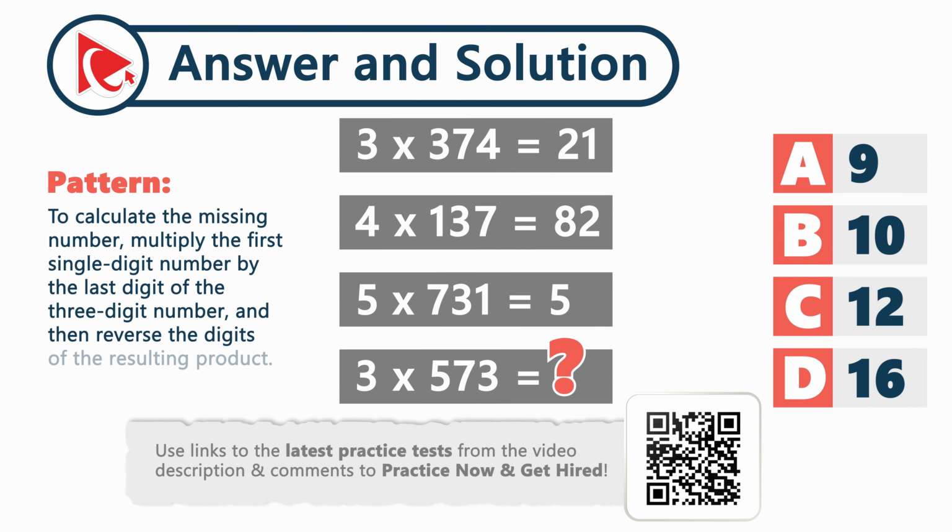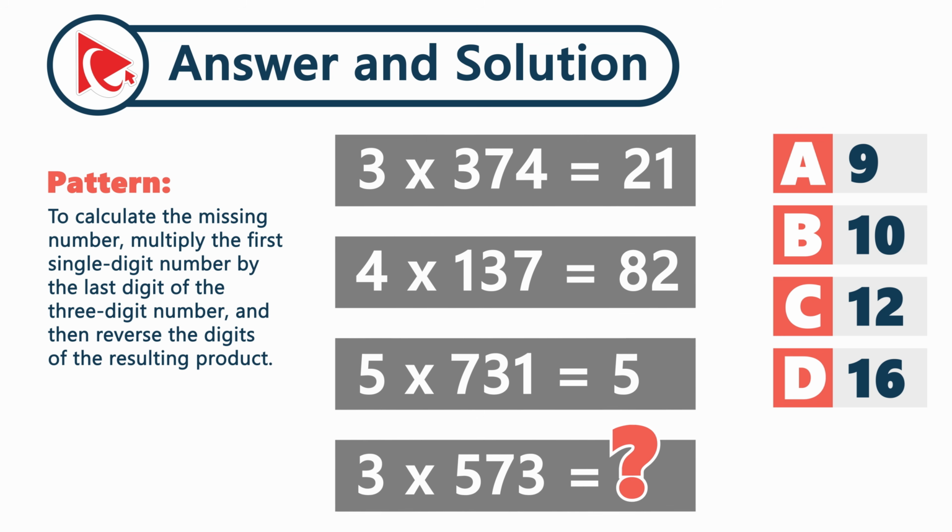To calculate the missing number, you need to multiply the first single-digit number by the last digit of the 3-digit number, and then reverse the digits of the resulting product. Let's look at the example to better understand what's happening.